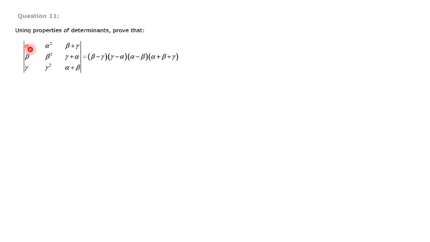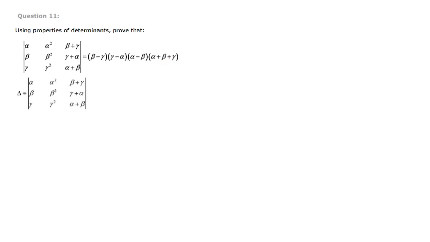Next, we shall discuss question number 11. The question is, using properties of determinants, prove that determinant alpha, alpha square, beta plus gamma; beta, beta square, gamma plus alpha; gamma, gamma square, alpha plus beta, is equal to (beta minus gamma) into (gamma minus alpha) into (alpha minus beta) into (alpha plus beta plus gamma).